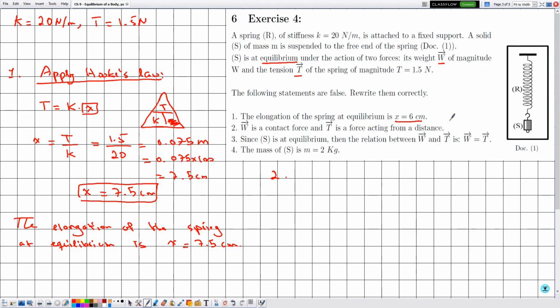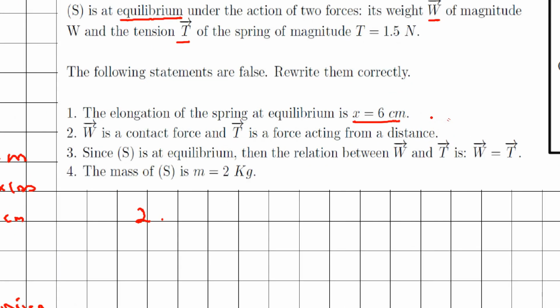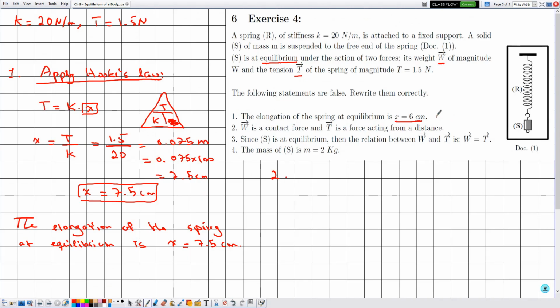Now, as for number 2, they are telling us that W is a contact force and T is a force acting from a distance. We know that only three forces act at a distance. They are given by the weight, the electric, and the magnetic, and all other forces are classified as contact forces, and in particular the tension T. For this reason, this statement is false.